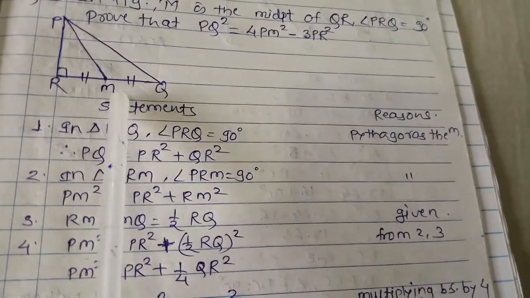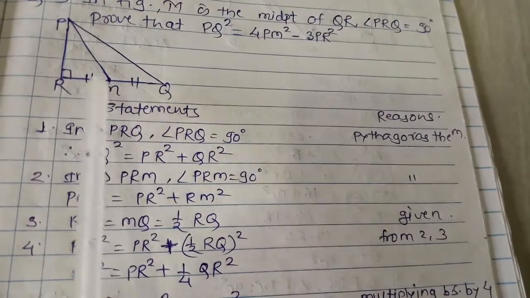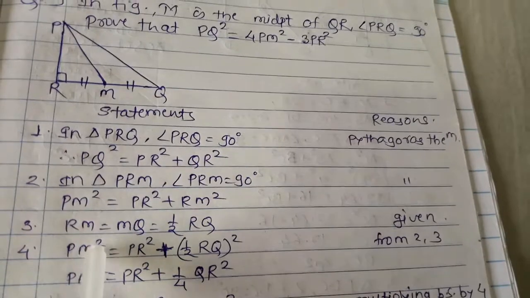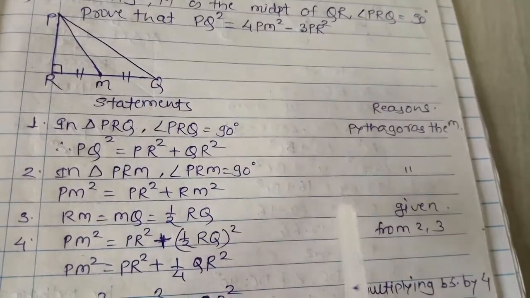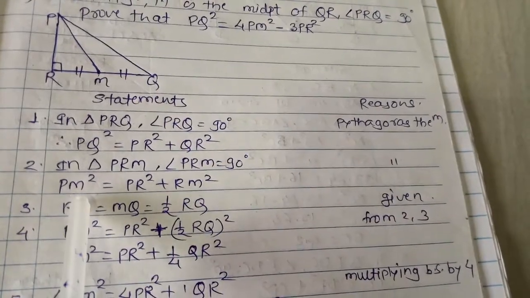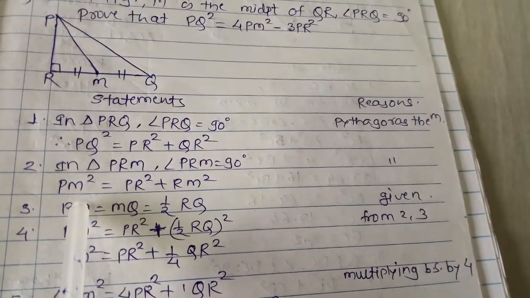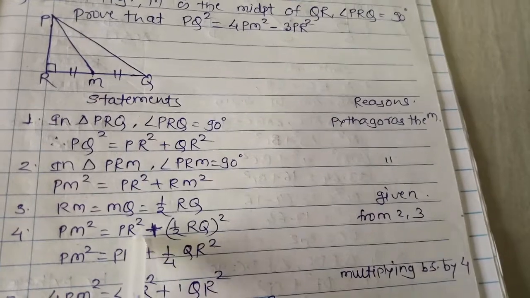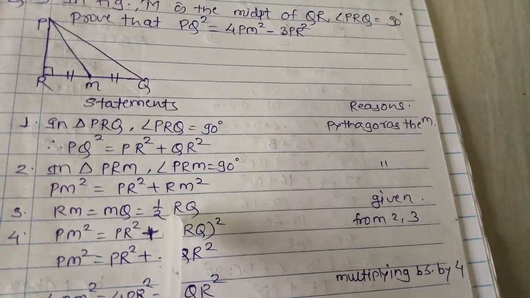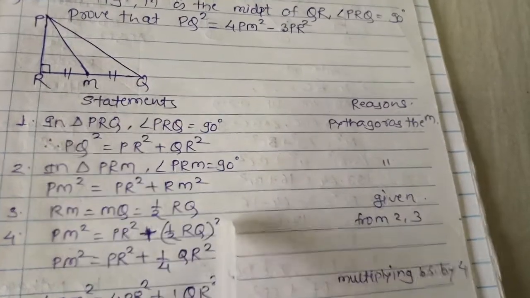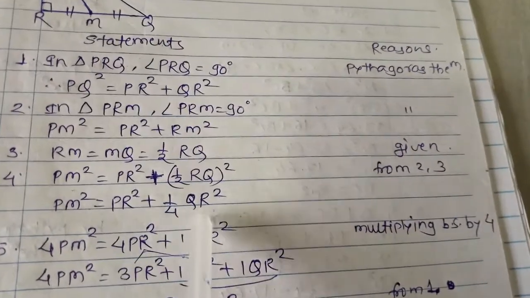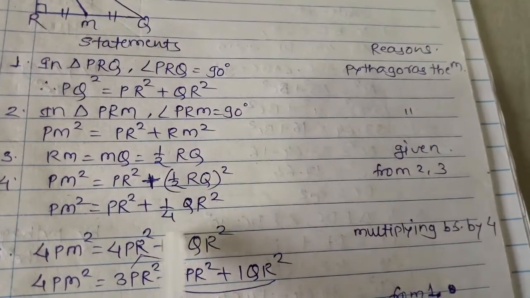Now see, since we are given that M is the midpoint, RM and MQ are the same, and each is half of RQ. So RM is equal to MQ is equal to half RQ. Here in the second statement we are going to change something. So PM square is equal to PR square plus, instead of writing RM, because RM is half RQ, we are taking half RQ square. So PM square is equal to PR square plus the square of this one, which is 1 by 4 QR square.